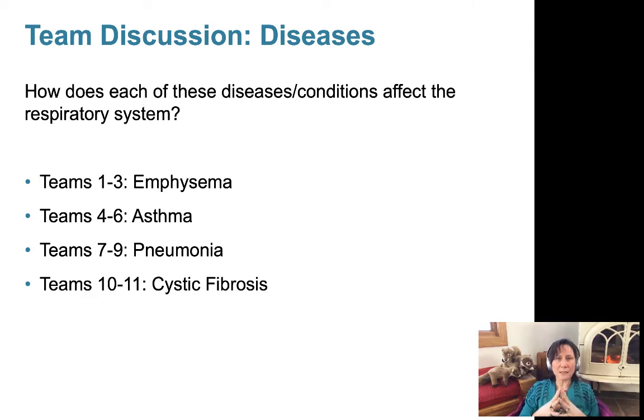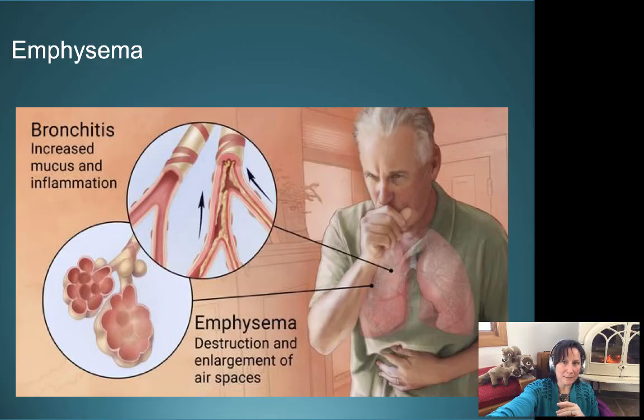So if we were in class, we would have a team discussion on diseases that can impact gas exchange. How does each of these diseases or conditions affect the respiratory system? We would have broken it up into emphysema, asthma, pneumonia, and cystic fibrosis. All of these conditions are a little bit different, but they have some similar impacts.